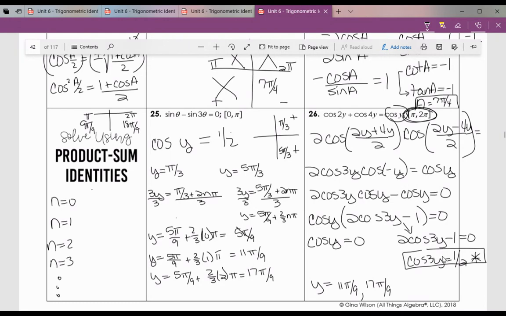I do need to go back and get where cosine is 0. So cosine is 0 in 2 spots. Cosine is 0 at pi over 2 and at 3 pi over 2. Now, unfortunately, pi over 2 does not work. If you plug it into the original problem, it does not work. So these are my final answers for number 26. Number 26 is as rough as it gets.